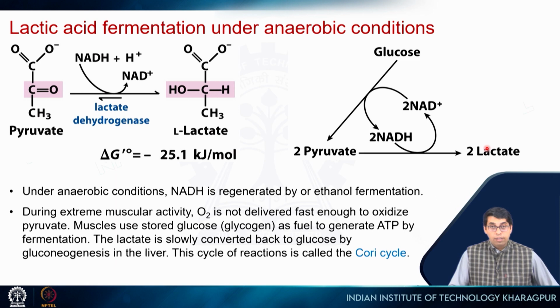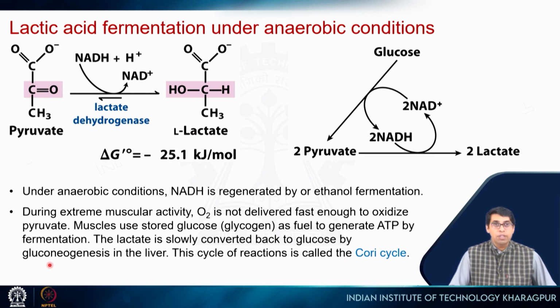So, once you are done and you go into resting period, this lactate in the bloodstream is carried to the liver and there it is converted back to glucose via the process called gluconeogenesis, okay. So, this lactate is converted back to glucose via gluconeogenesis in the liver, and then it is converted to glycogen, which is again put back into muscles and other places as stored fuel, right. So, this cycle of reactions is called Cori cycle.